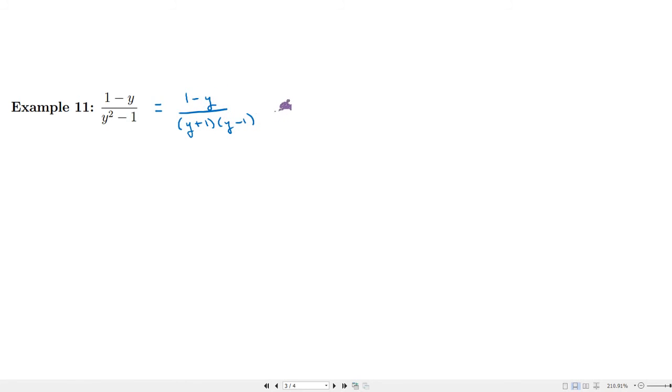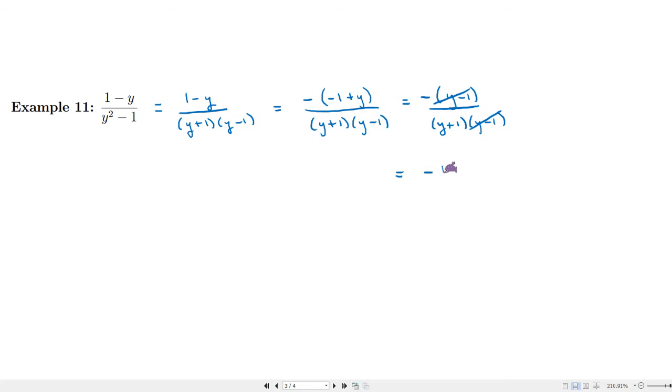So can we factor a negative out of the numerator? If I factor that out, then we are left with a negative 1 and a plus y. Denominator stays the same. But then negative 1 plus y is the same as y minus 1. So this is negative y minus 1 over y plus 1, y minus 1. And these reduce, and we are left with negative 1 divided by y plus 1.